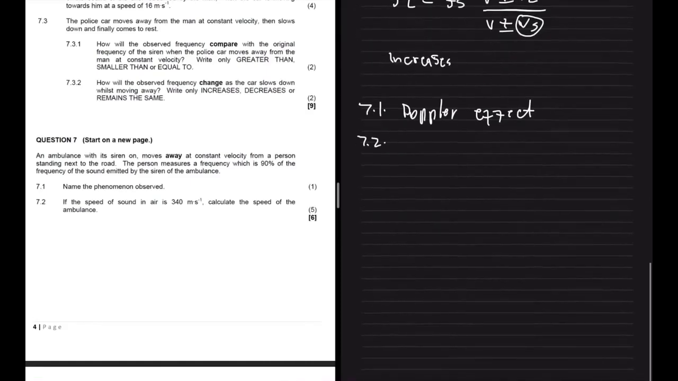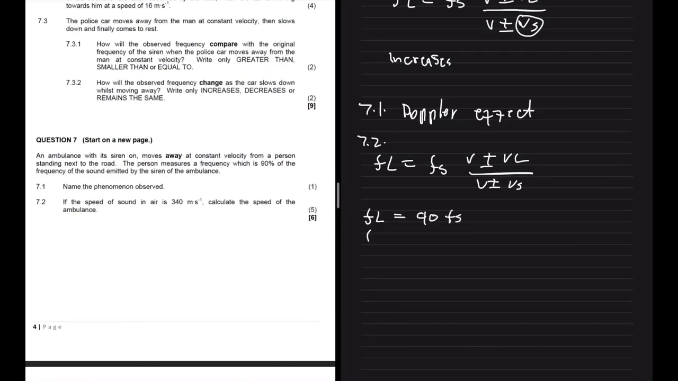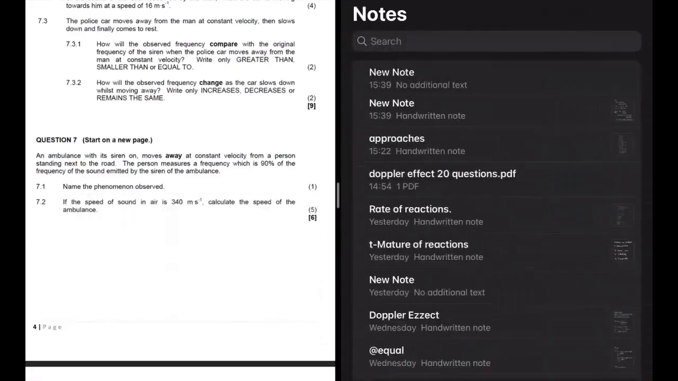So we have F L equals F S, V plus or minus V L, divided by V plus or minus V S. F L, that which is observed, equals 90% of F S, right? And then F S is just F S, itself. It's 90% F S, not 90 F S. And then V is just the speed of sound in, I'm very sorry for that.